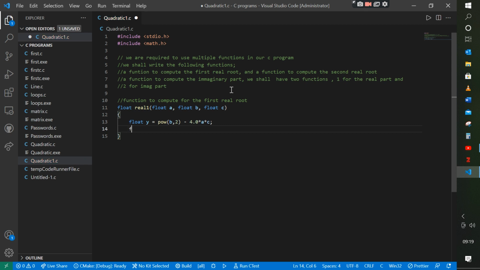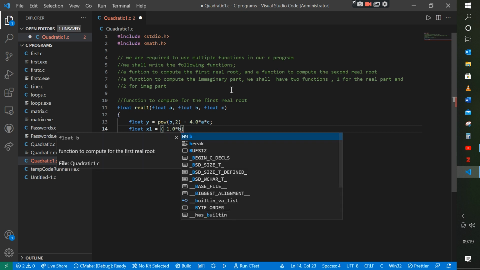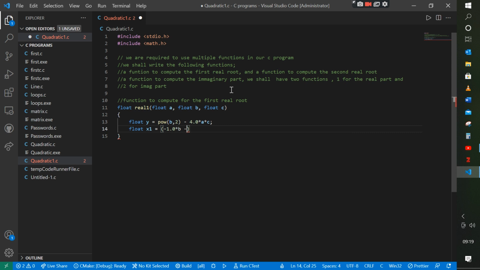Then we shall need x1, which is the first root, and it's equal to negative b. So we open the bracket and write negative b, which is negative 1.0 times b. There are two roots, the one for plus and the one for minus, so we start with plus the square root, which is sqrt, the square root of y. Because we wanted the square root of y, so it is negative b plus square root of b squared minus 4ac.